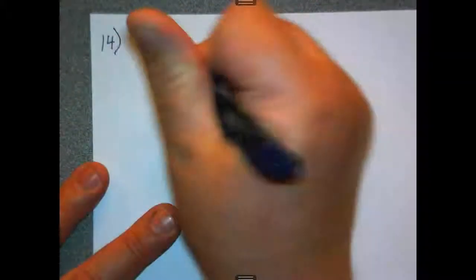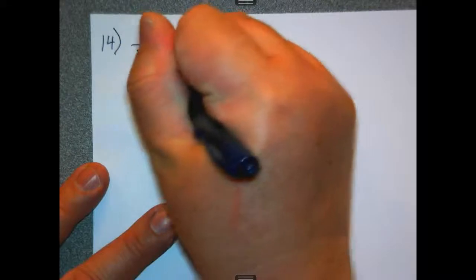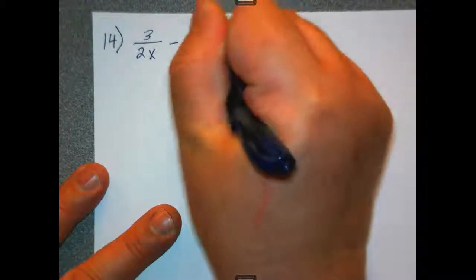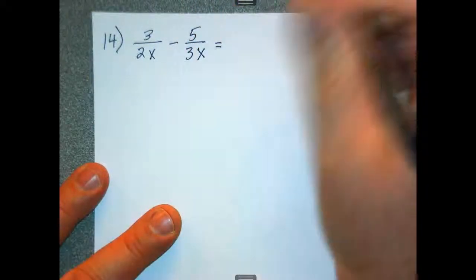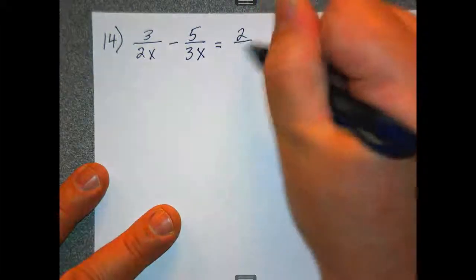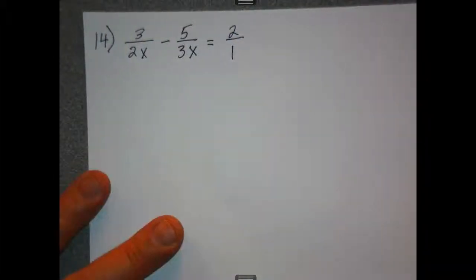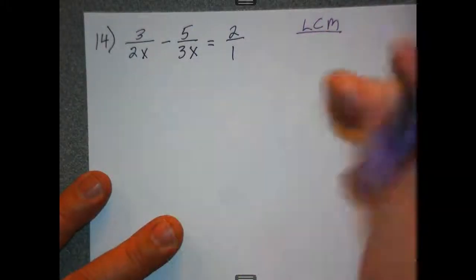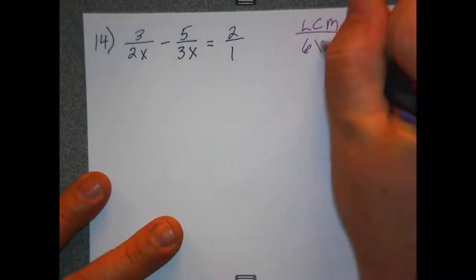Okay, number 14. I have 3 over 2x minus 5 over 3x equal 2. I'm going to put that 2 just because I can. Lowest common multiple, 6. I need an x. So I'm going to multiply every fraction by 6x.